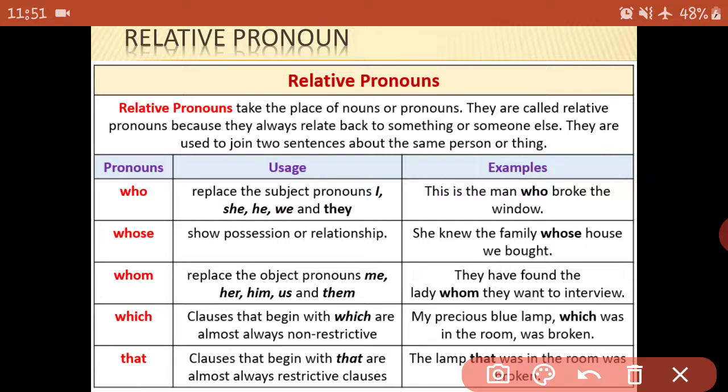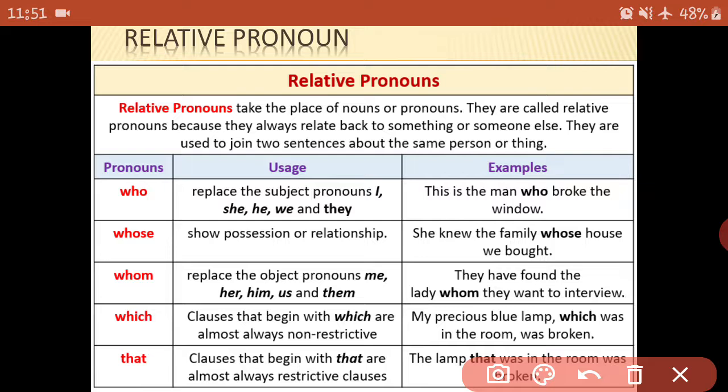Now, who? This is the man who broke the window. Are we asking any question here? Basically, words like who, whose, whom, which we use to ask questions, but we are not asking a question here. We are joining the two ideas of one sentence.